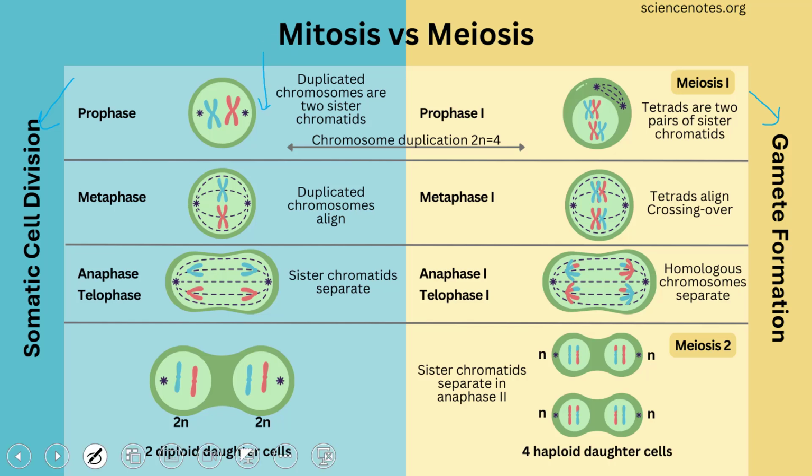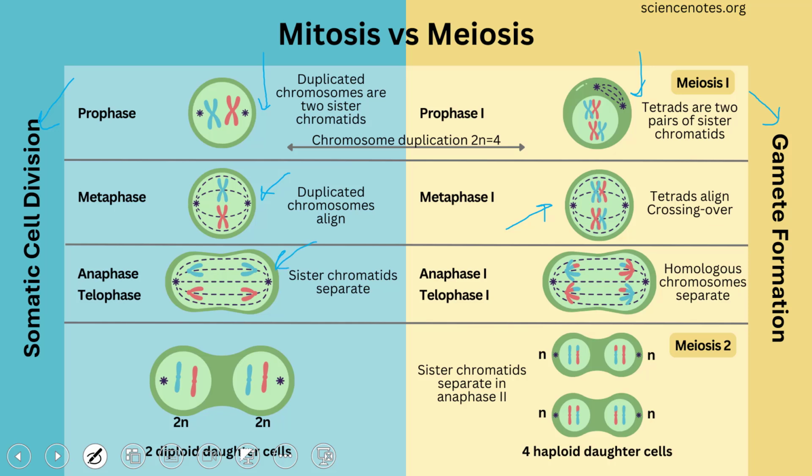Mitosis begins with duplicated chromosomes. Meiosis begins with homologous pair of chromosomes. During metaphase, you have one chromosome binding with the spindle, whereas in metaphase 1, you have a pair of chromosomes binding with the spindle.